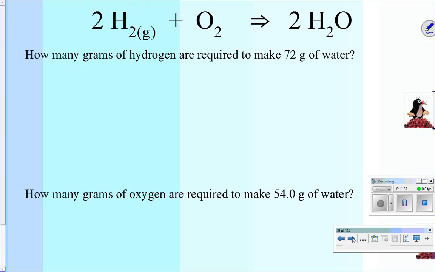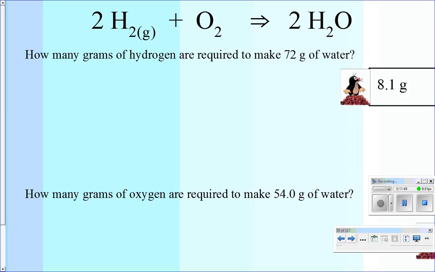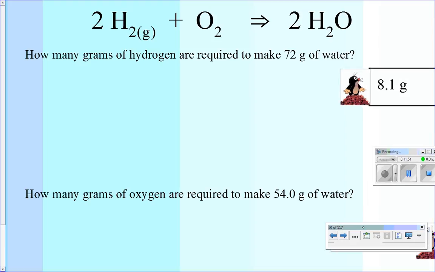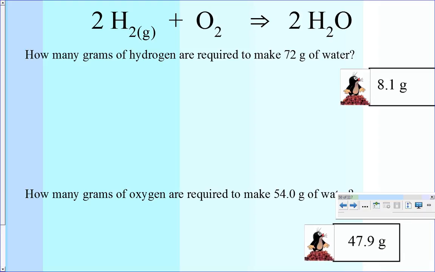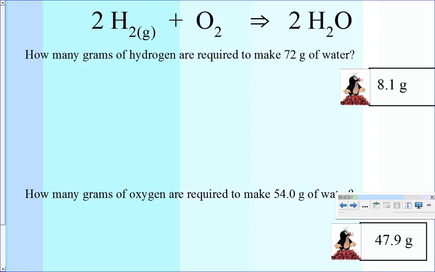So a couple of problems for you to try. Go ahead, pause the video, and I'll put the work up in just a moment. So for the first one, you should have gotten 8.1 grams. For the second one, you should have gotten 47.9 grams. So I'll show you the work for each of these.